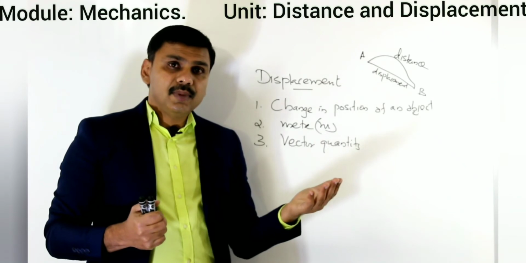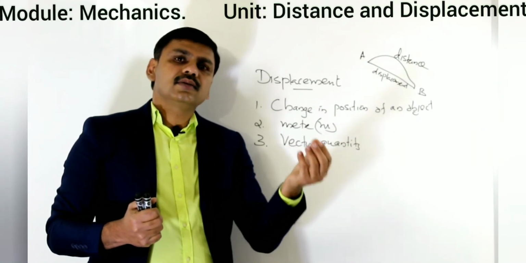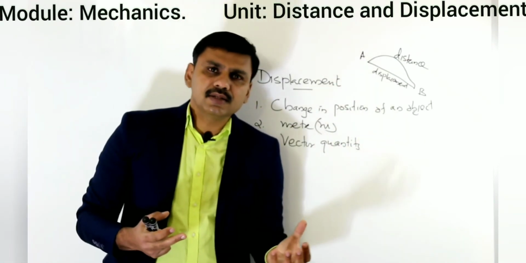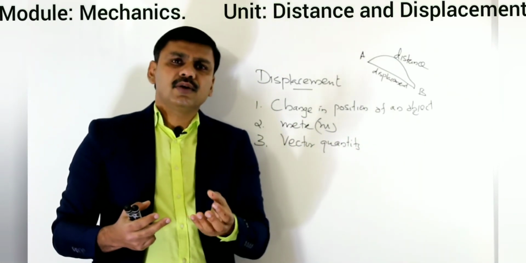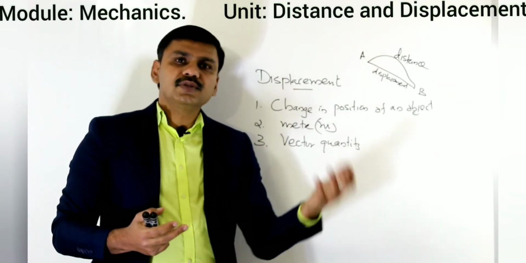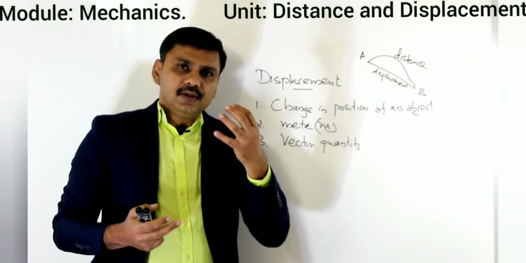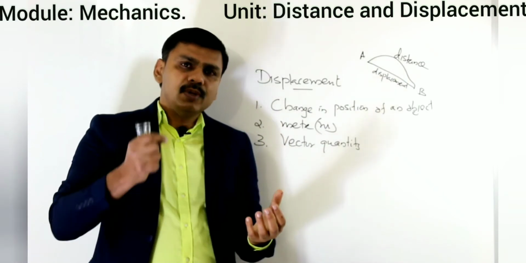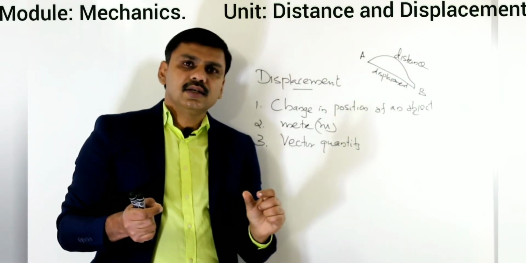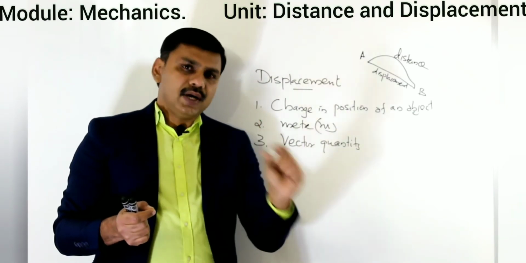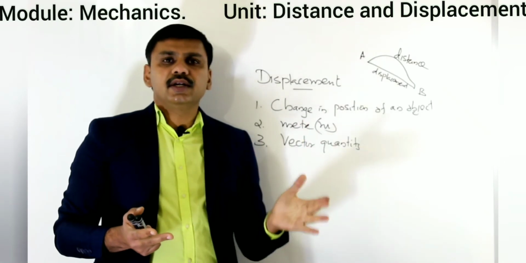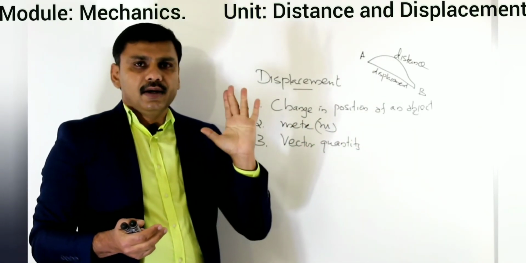So that path makes what? That will make displacement. Displacement simply means change in position of an object in a shortest path. When you calculate displacement, there should be a specific direction in order to reach the destination with a shortest path. So there will be a direction. That's why displacement is a vector quantity.